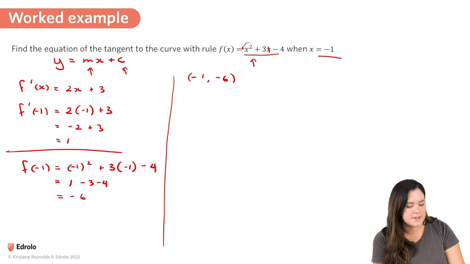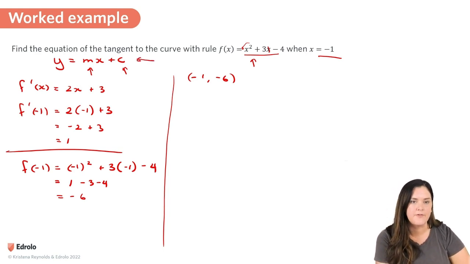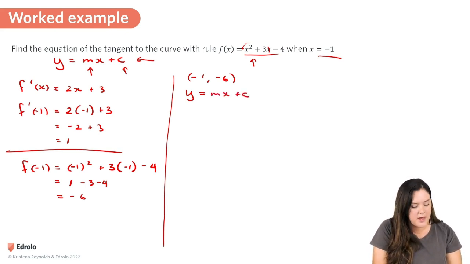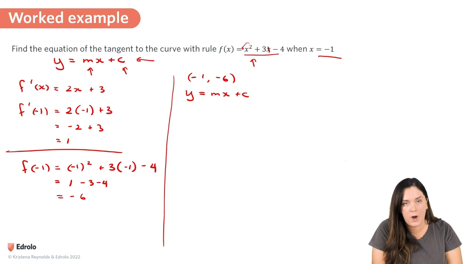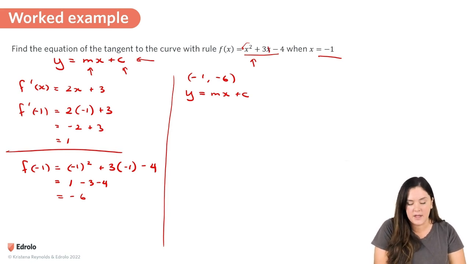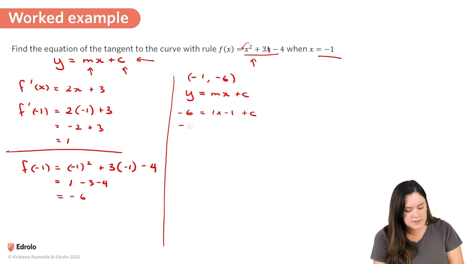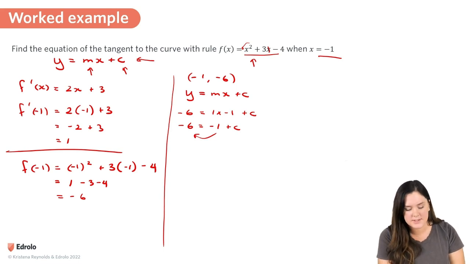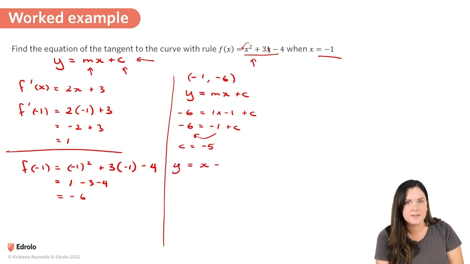And we're going to use that information to find our straight line equation. So we can either use this equation here, or we can use a point gradient formula. I might do both so you can see which one you would like to use best. So using y equals mx plus c, we can replace m with what we found, which is 1, and replace y with negative 6 and x with negative 1. So we get negative 6 equals negative 1 plus c. To solve for c, we need to move this negative 1 to the other side. So we're going to plus 1 on both sides. So that gives us c equals negative 5. So our equation is going to be y equals x take away 5.